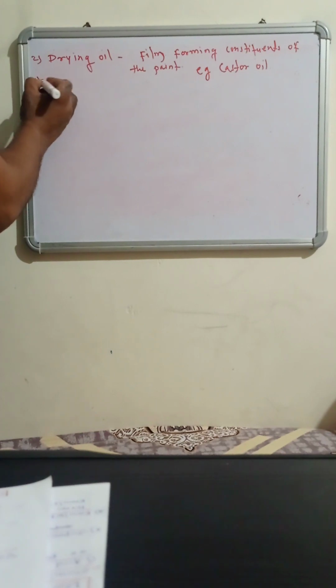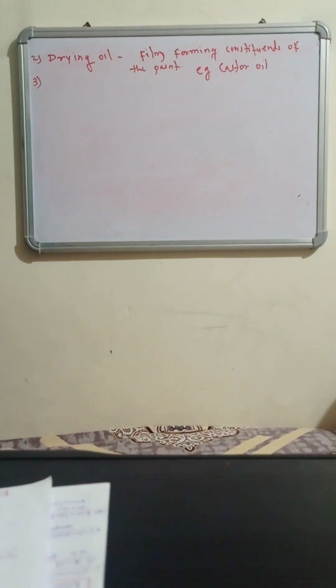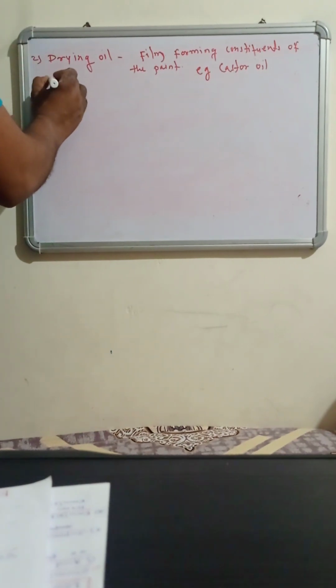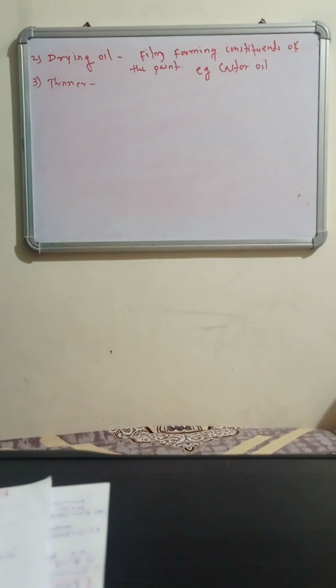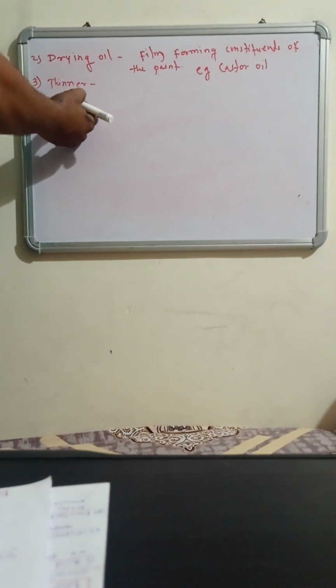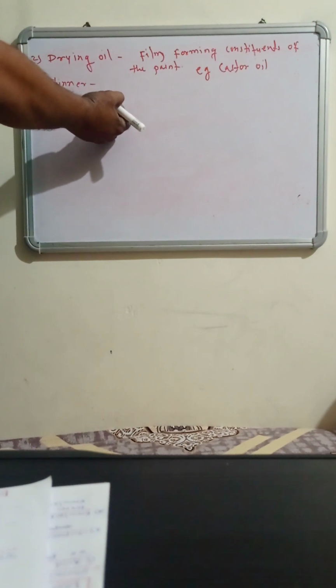Third ingredient of the paint is the thinner. Thinner we already discussed in our practicals. That is, we have to calculate the amount of thinner content in the paint.